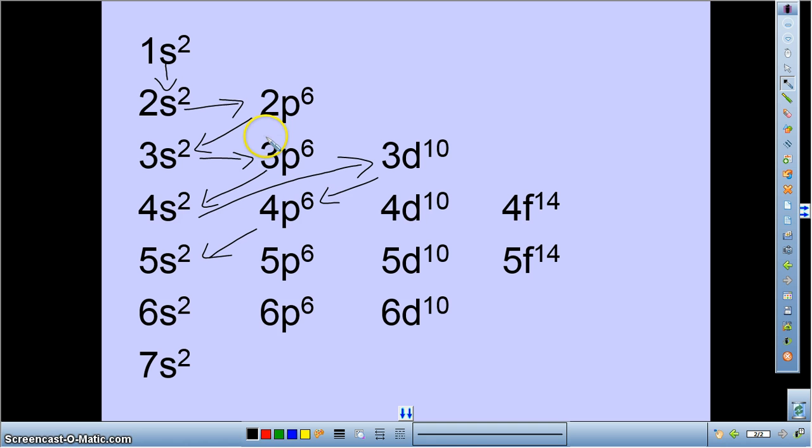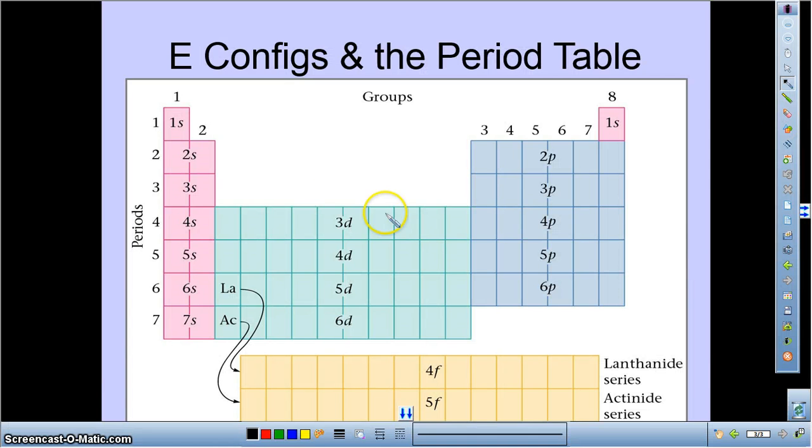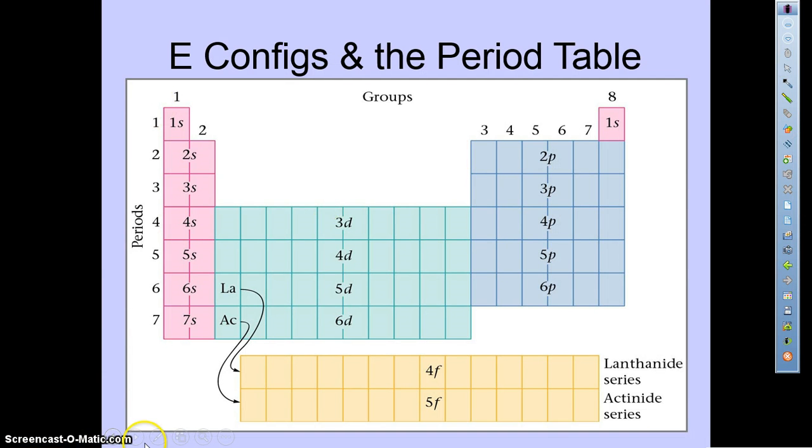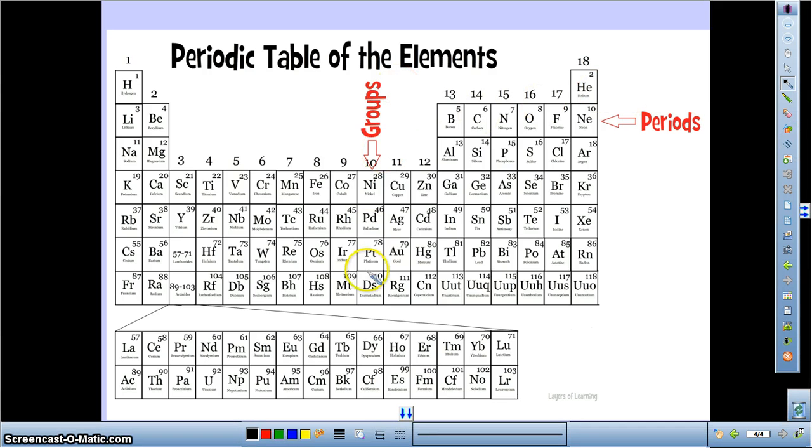So I'm going to show you an easier way today to find the electron configuration of an element, but what we're going to look at is using the periodic table. So this is just a general periodic table. Oops, let's go back to that. This is a general periodic table that shows you groups going down, periods going across. Let me just point out some things about the periodic table.